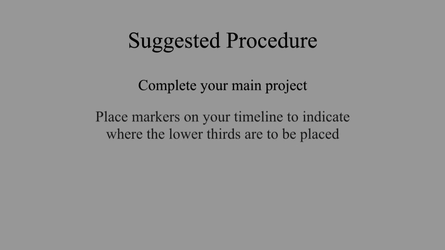You should first complete editing the timeline on your main project. This is not entirely necessary, but it'll avoid complications later on. Place markers on your timeline where lower thirds are to be located. It's a good idea to rename the markers and enter the text you intend to display in the lower third. Close your main project down, after saving it of course.